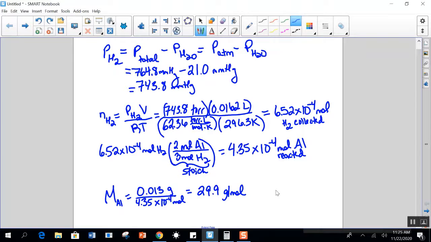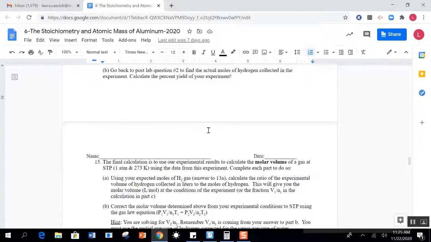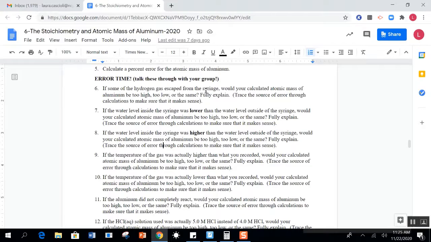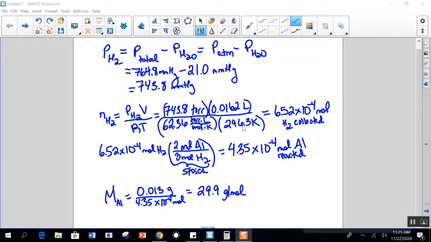So you really have to follow through your calculations and see what effect each of these things would have. So I'm just going to go through a few of them here. There's a whole section here. If some hydrogen gas escaped from the syringe, would your calculated atomic mass be too high, too low, or the same? Fully explain. So let's think about what this would impact in my calculation.